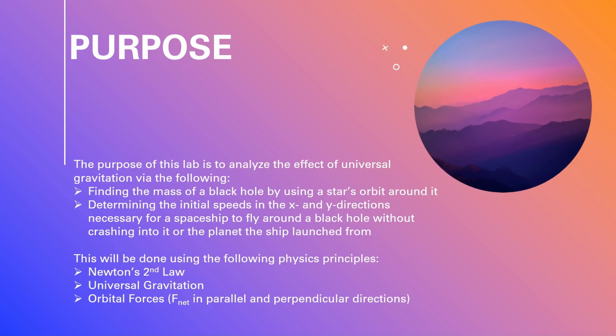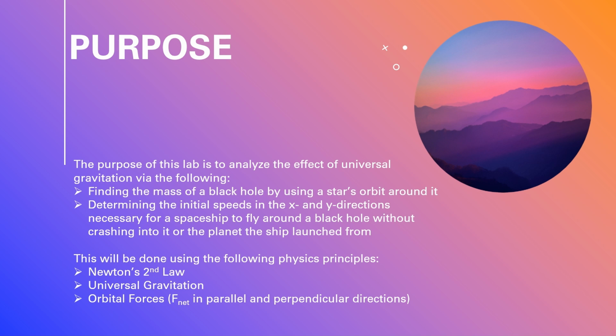So first, for the purpose of this lab: this lab is to analyze the effect of universal gravitation by the following. First is finding the mass of the black hole by using a star's orbit around it. So that's using the gravitation formula and deriving one of the parts of it, which is M2 of the traditional formula. And then the second part is determining the initial speeds in the x and y directions necessary for a spaceship to fly around a black hole without crashing into it or the planet the ship launched from. So we're trying to get off of Miller's planet in Interstellar without getting anybody killed. So that's actually really fun.